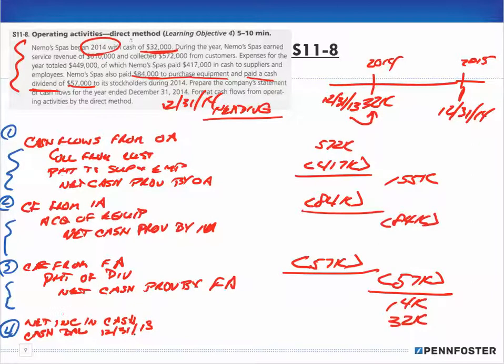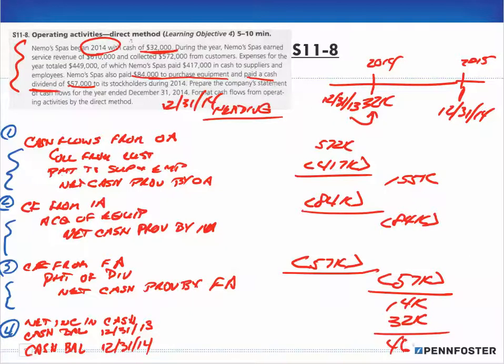So the cash balance at 2013 is 32,000. The cash balance on 12/31/2014 is the sum of these two numbers, or $46,000. Okay, so that's pretty much it, aside from looking at the solution manual and seeing that these dates are incorrect by the year.